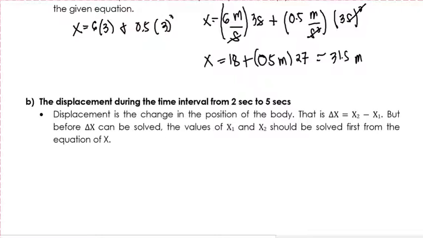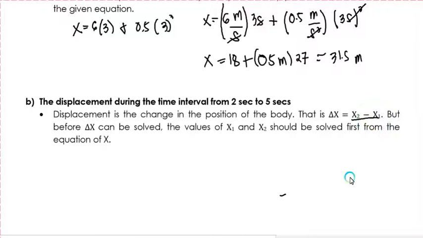So what we are looking for is the displacement. Displacement is the change in the position of our body. That is referring to your change of x, or the change of distance, or the change in position. So, that will be equal to x sub 2 minus x sub 1.